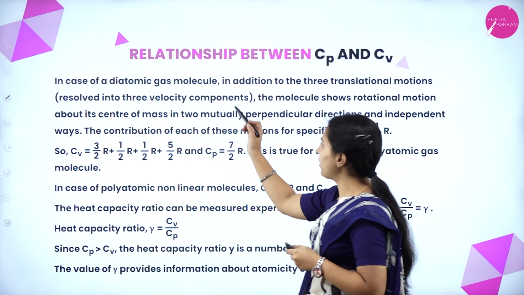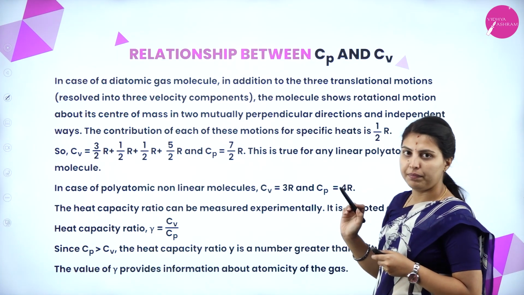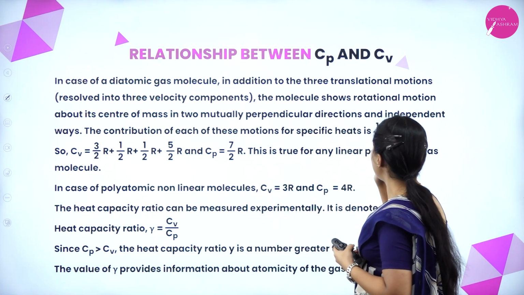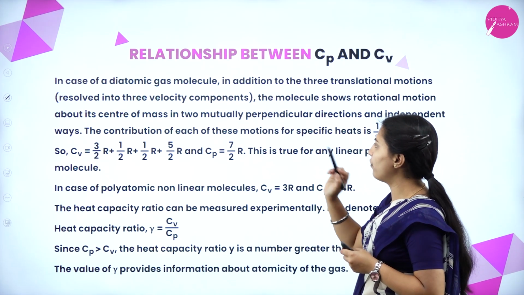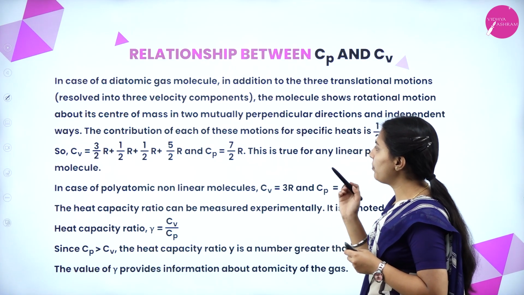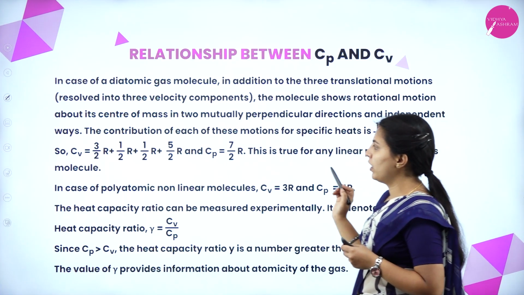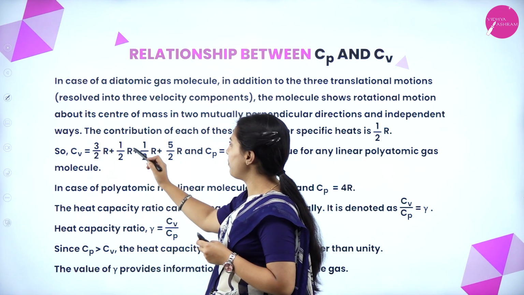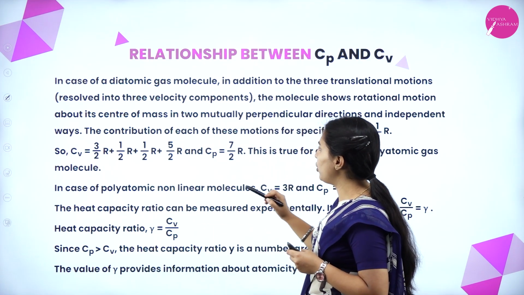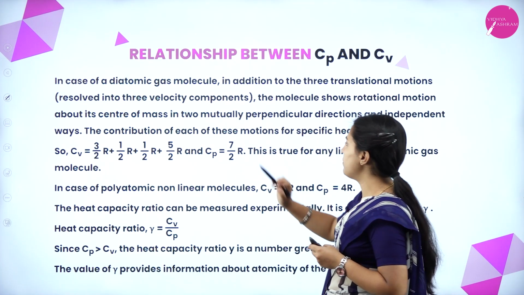In case of a diatomic gas molecule, in addition to the 3 translational motions, the molecule shows rotational motion about its center of mass in mutually perpendicular directions and independent ways. The contribution of each of these motions to specific heat is 1/2 R. See here, Cv equal to 3/2 R plus 1/2 R plus 1/2 R, that is 5/2 R, and Cp equal to 7/2 R. By taking the LCM, if you calculate, it will come 7/2 R.